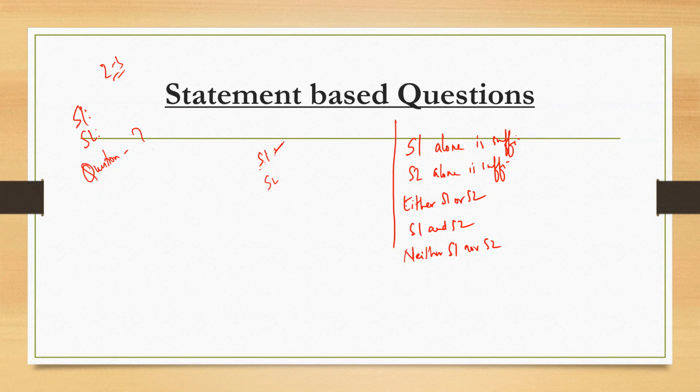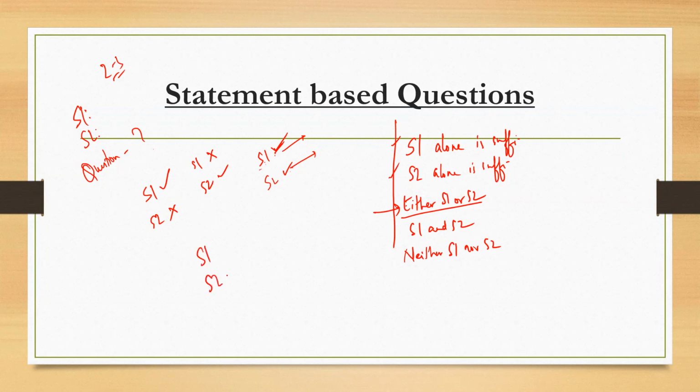Sometimes it might so happen that S1 is answering your question, and S2 is also answering your question individually. In that case you will go with either. If S1 is answering your question and S2 is not, you will go with S1 alone is sufficient. If S1 is not able to answer your question and S2 is able to, you will go with S2.